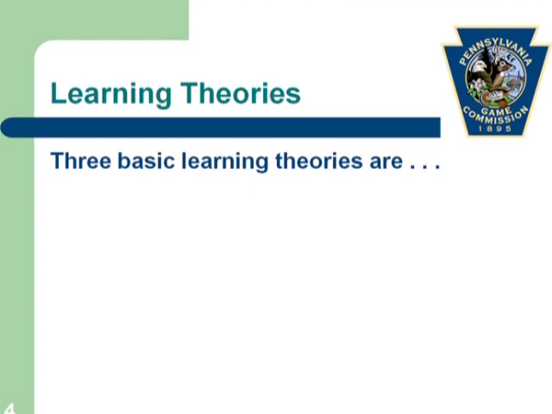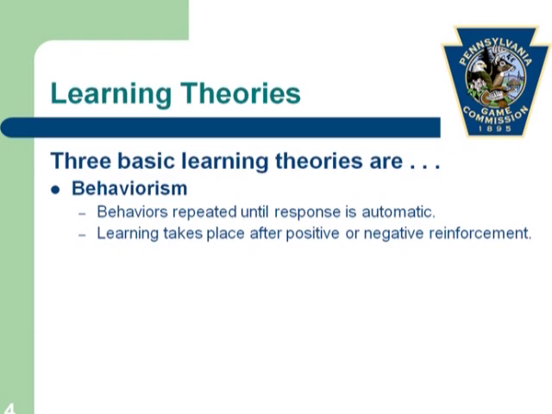Generally, there are 3 basic theories about how information and skills are learned. In behaviorism, the theory is based on observable changes in behavior. Behaviors are repeated until the response is automatic, and students learn to respond a certain way to stimuli. Learning takes place after positive or negative reinforcement, basically cause and effect. This theory ignores the possibility of any thought process in learning.